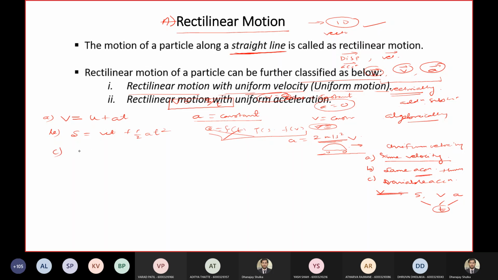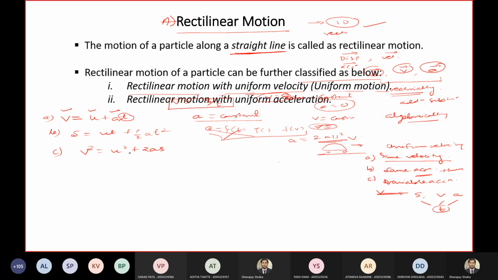Third equation, when you want to relate v and s, you have v square is equal to u square plus 2as. Remember here v is the final velocity of the object or body, u is the initial velocity, a is the acceleration of the body, that is uniform or constant acceleration, and t is time. Here time is a scalar quantity. The rest, v, u, and a, are vector quantities.